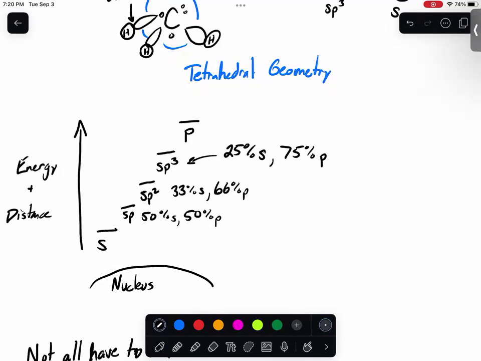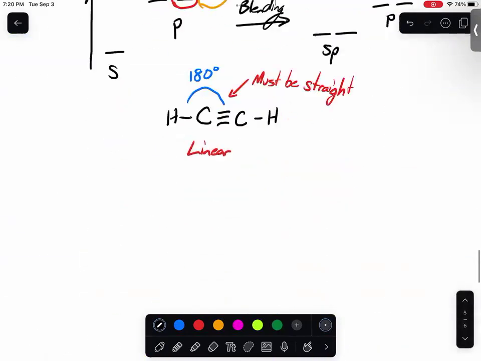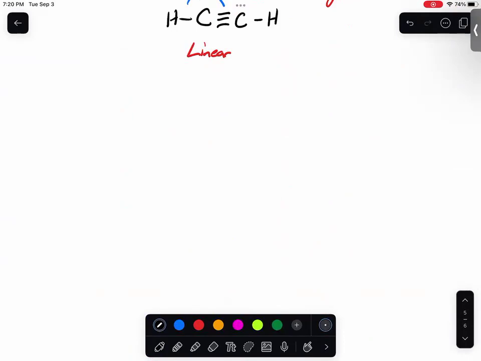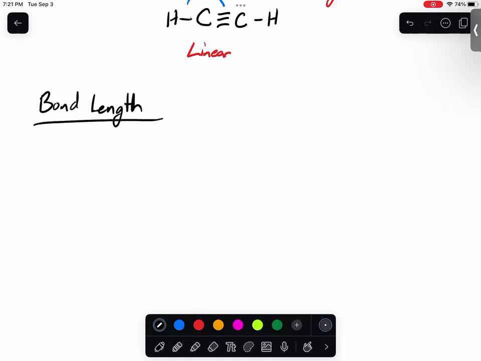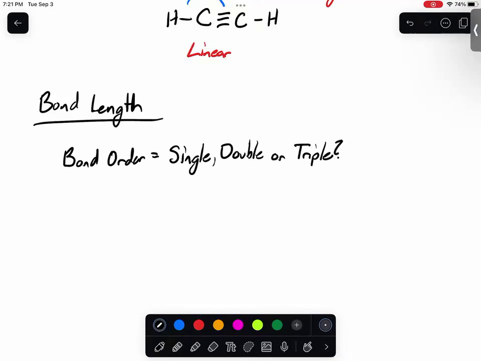Now, with that being said, this actually brings up another interesting concept, which is bond length. So bond length is determined by a couple things, right? It's first determined by your bond order. So what this means is bond order is, we're going to dumb it down, just saying, is it a single, double, or a triple bond? All right, that's all you got to ask yourself for bond order.